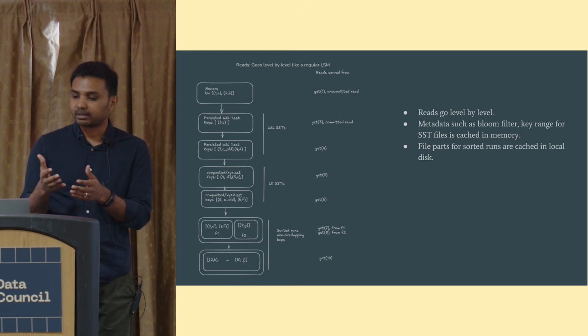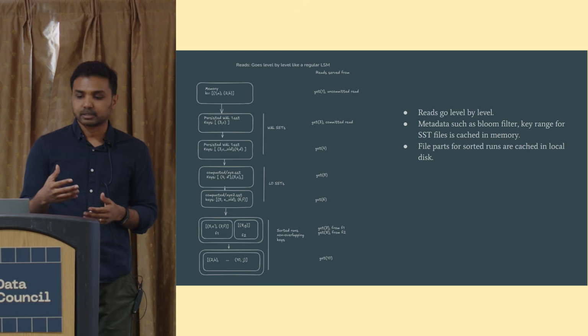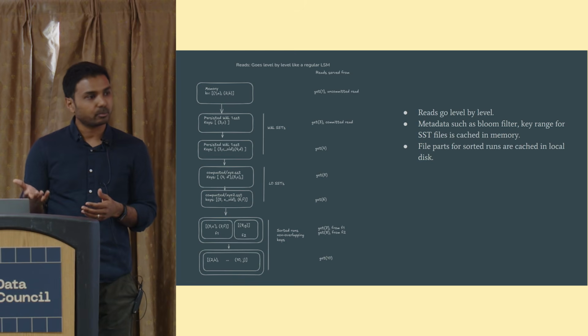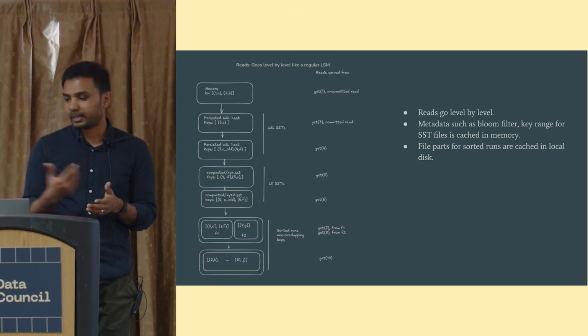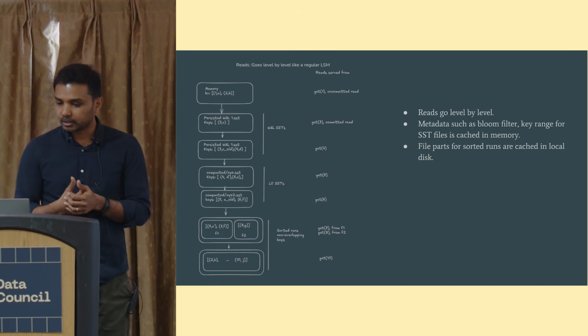Early on, I shared that files are immutable. All files that are created by SlateDB are immutable, and that's what makes caching easier. That's what makes caching simpler to implement.